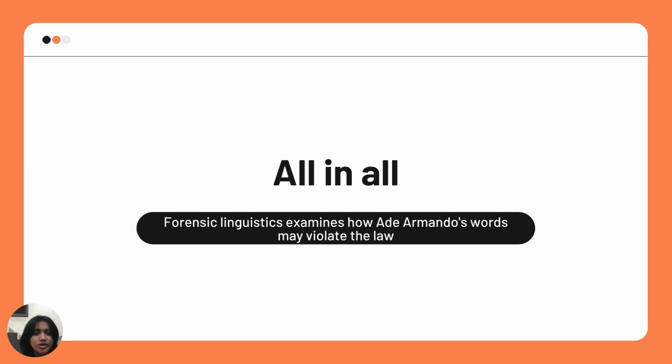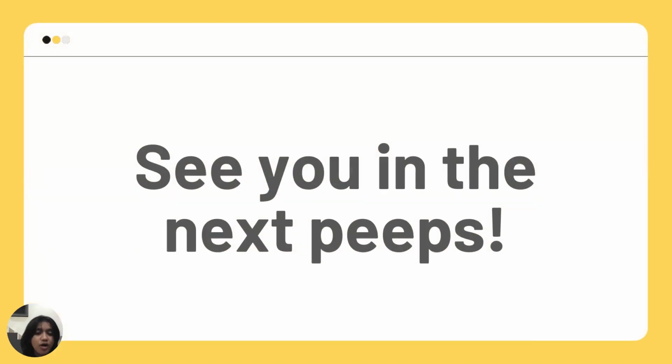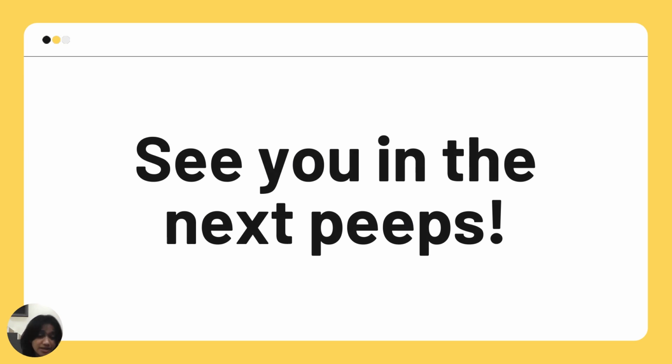So the conclusion is, all in all, looking for the meaning in the words quoted from Ade Armando's Twitter account, his words can harm a group's or institution's good image. Forensic linguistics examines how Ade Armando's words may violate the law. To analyze the meaning of the utterances given by Ade Armando, linguistic theory can be used. So that's all, I guess, of my explanation about forensic linguistics.